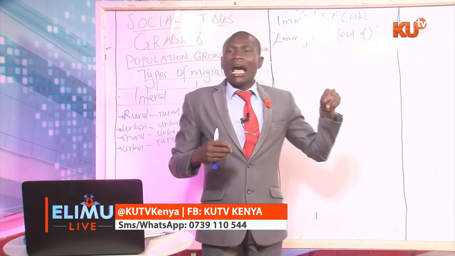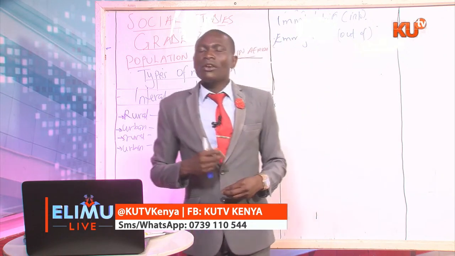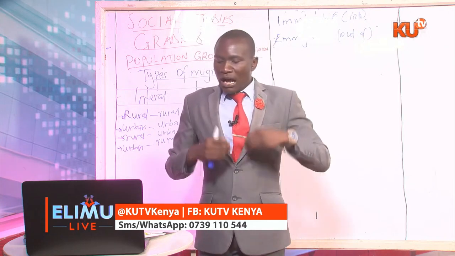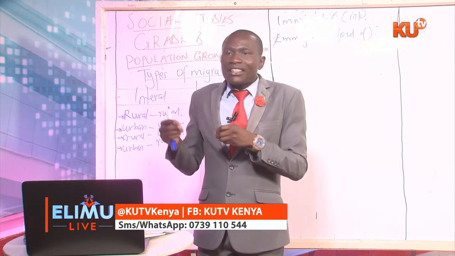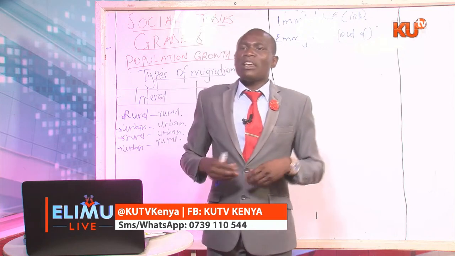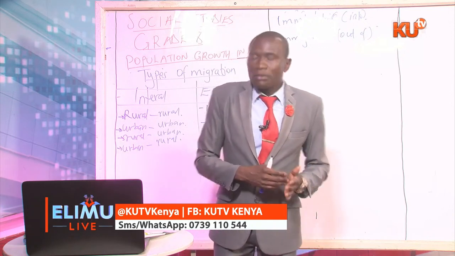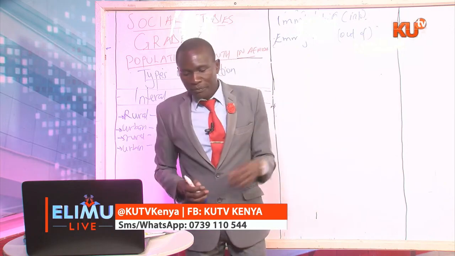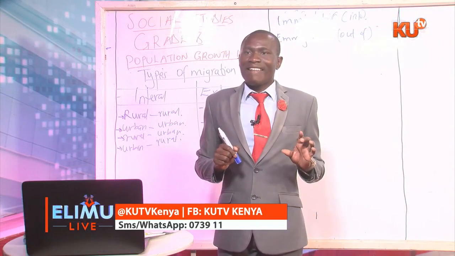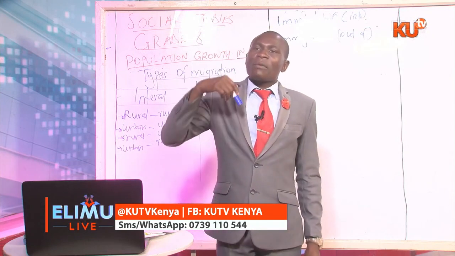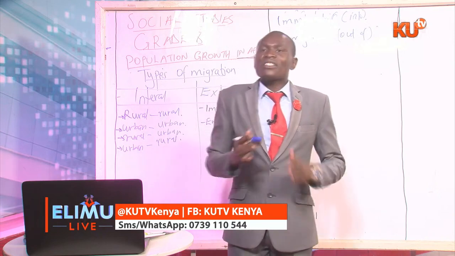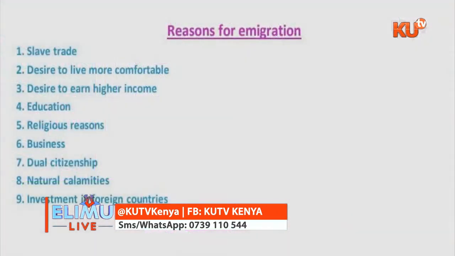Then emigration, out of the country. We have, one, slave trade. Slave trade can make you move from a country to another country. You are being made a slave in a given country, that will lead to emigration. Then desire to live more comfortably. If I want to live more comfortably in the United States of America, I will go there, because now I want to live at least a luxurious life.